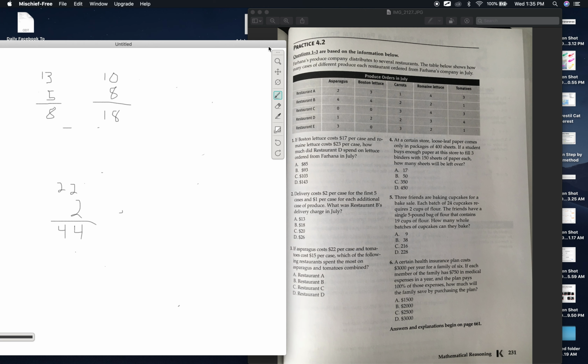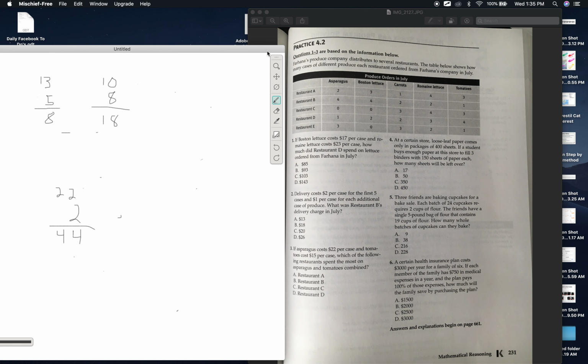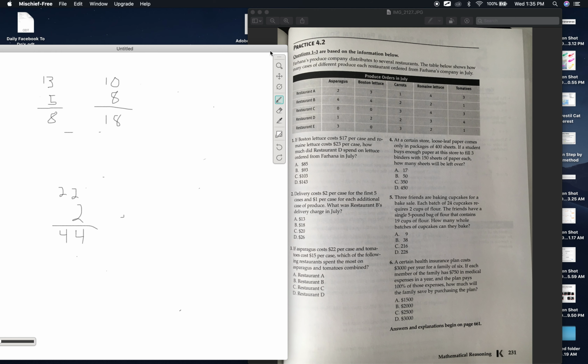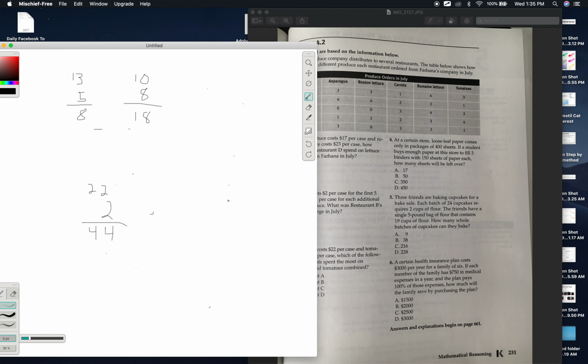Tomatoes cost 15 per case, and they bought 3 tomatoes. So 15 times 3. 3 times 5 is 15. Carry the 1. 3 times 1 is 3, plus 1. Sorry, 3 times 1 is 3 plus 1, 45. Add a little brain freeze there.